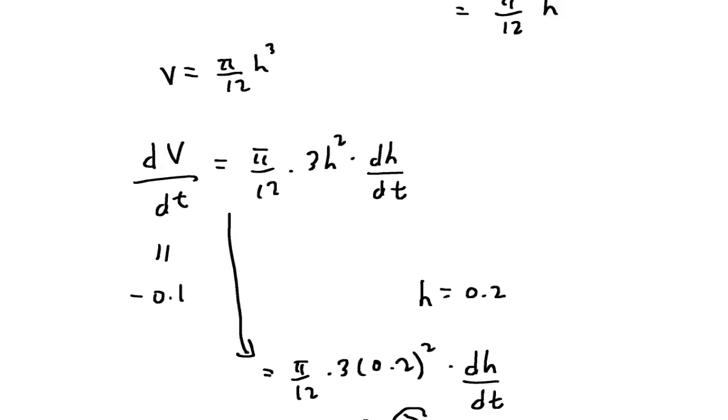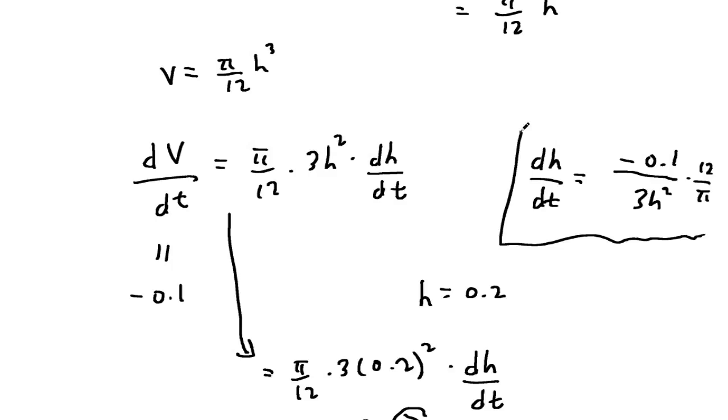If you look back here and solve for dh/dt, you'll get negative 0.1 divided by 3h squared times 12 over pi. Notice that as h gets smaller, the denominator gets smaller, so this whole expression gets bigger. That means dh/dt is getting bigger in magnitude, but it's negative. So the height of the water falls faster as the height h gets smaller.